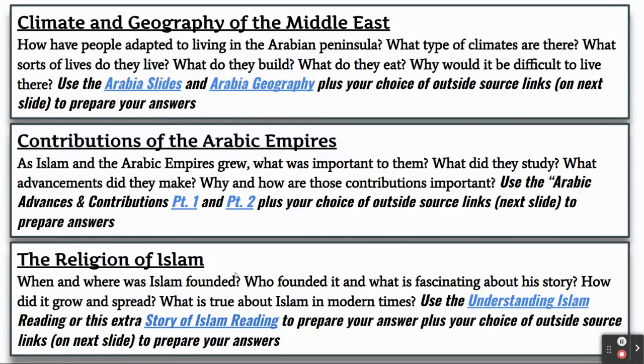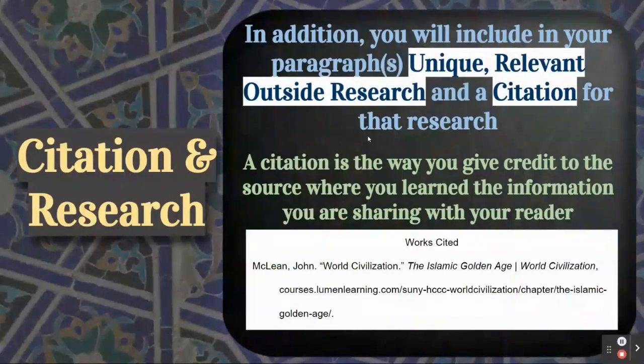And then finally, the religion of Islam. This was the in-class and homework we did last week. When and where was Islam founded? Who founded it and what is fascinating about his story? How did it grow and spread, and what is true about Islam in modern times? Use the Understanding Islam reading, and I also provided an extra story of Islam reading to prepare your answers. And again, you'll have to also access an outside source link and cite it. So let's take a look. In addition to any writing that you do, you'll have to include in your paragraphs, weave it in there, some unique and relevant outside research and a citation for that research.